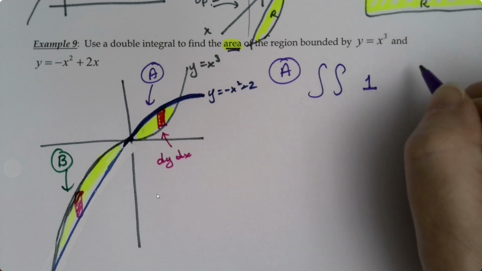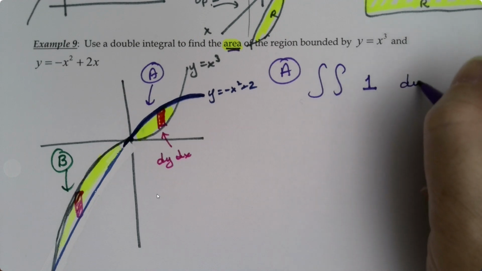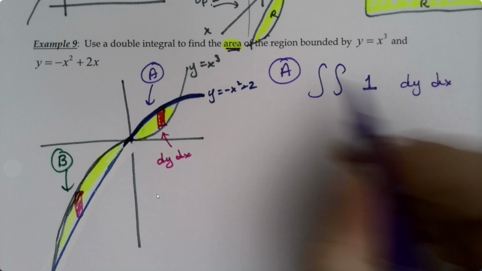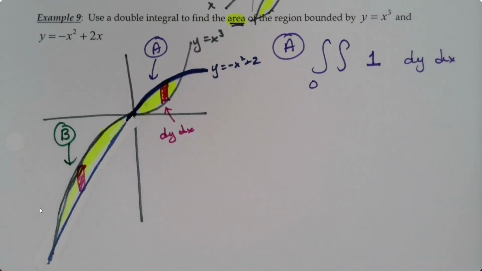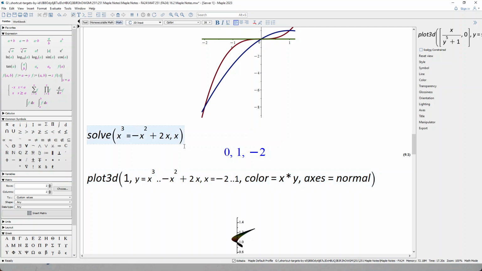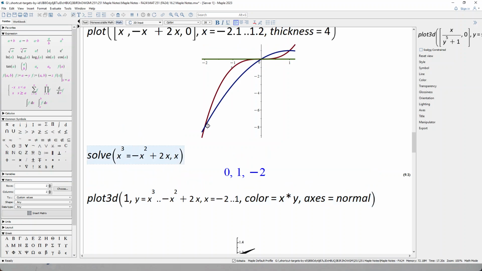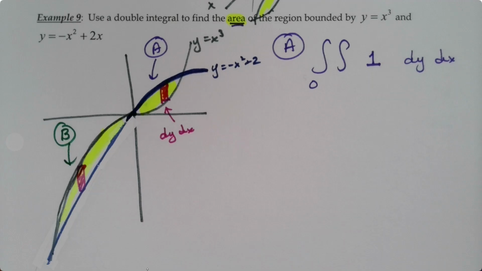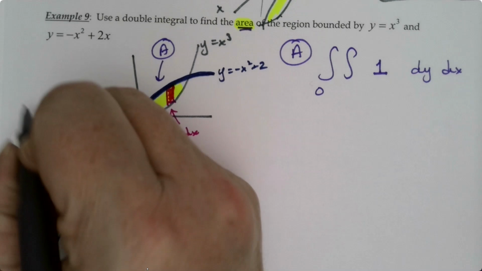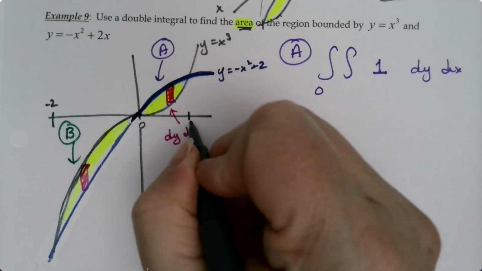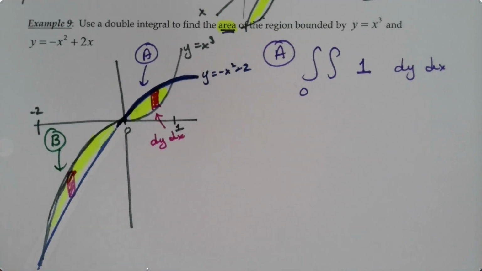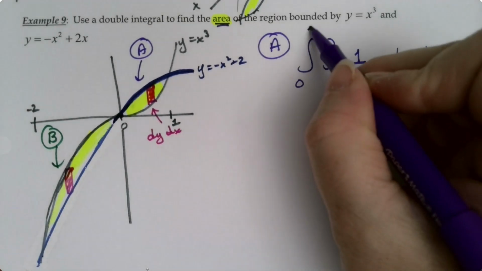And then dy dx. X is going to go from 0 to when. So we need to know when these are equal to each other. So I used a solve command, and I can see it on the graph as well. It's -2 over here, 0 here, and 1 here. So let's mark those on the graph. So these hit at -2, they hit at 0, obviously, and they hit at 1. Okay, so that's great. So that means that we know it's going from 0 to 1 for our x value.